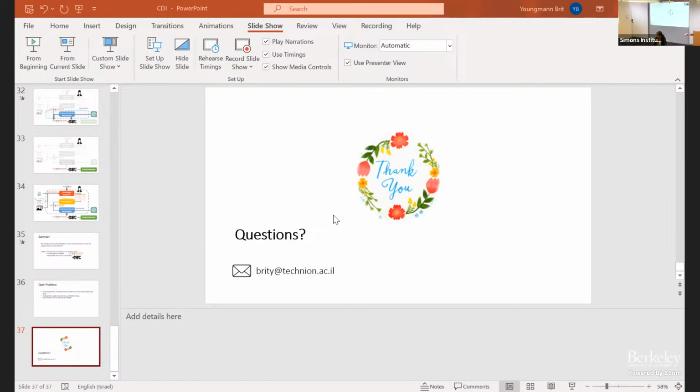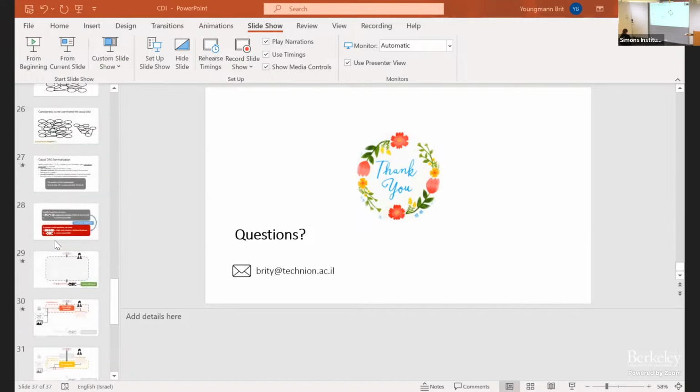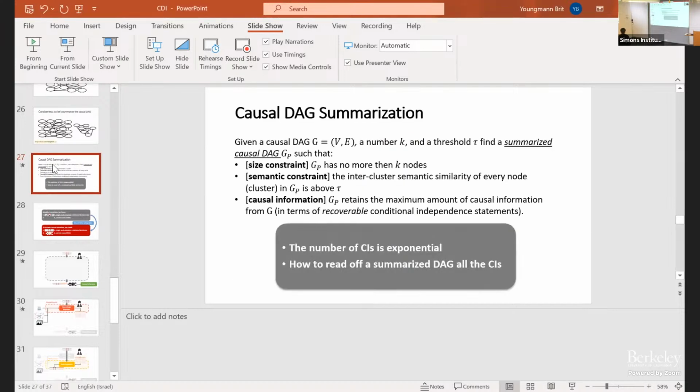Question for Brit. Hi, Brit. Nice talk. So I have a question about the causal DAG finding. Now that we have LLM-like models, and often the data properties are semantically meaningful, like airline delay and stuff like that, do you anticipate that LLMs could help us find this causal DAG or something along that line? Hi, thank you, Anna.